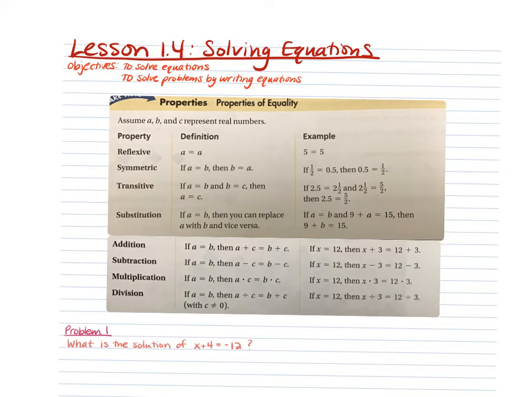Okay, this is the Algebra 2 video lesson for section 1.4, solving equations. So again, this is a review of Algebra 1, just a little bit faster. We're just going to solve equations, and then we're going to solve some word problems by writing equations.